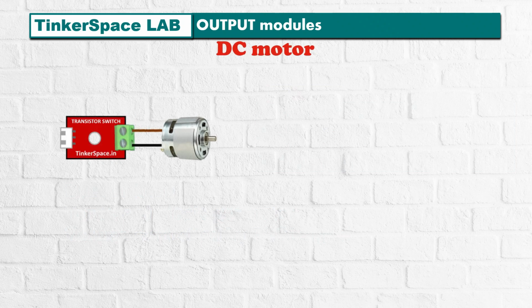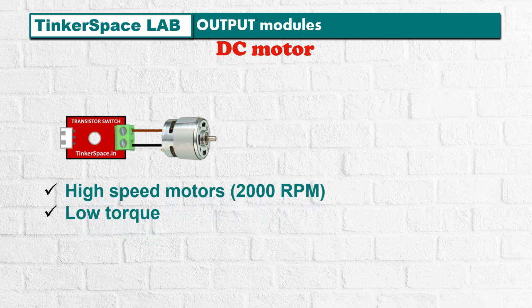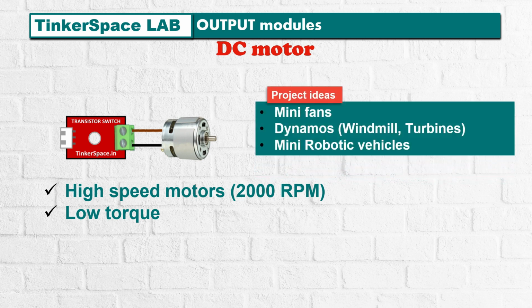DC motor. DC motors are used to create motion, especially in projects requiring speed. Features: high-speed motors, usually around 2000 rpm or rotations per minute, provide low torque, making them ideal for applications like spinning fans or wheels. Example project ideas are mini fans for cooling, dynamo in windmills or turbines to generate electricity, mini robotic vehicles that move quickly.